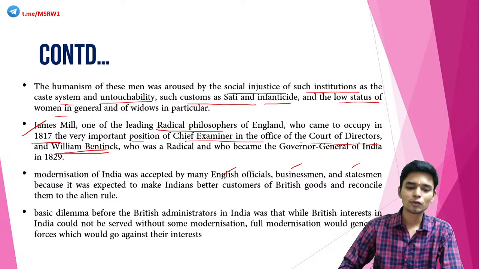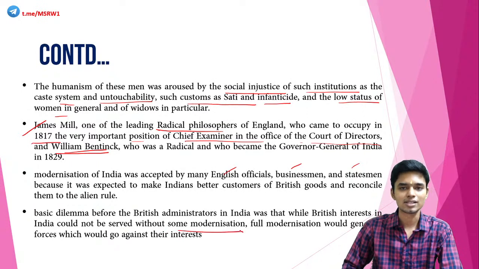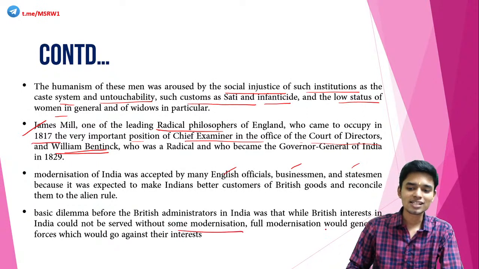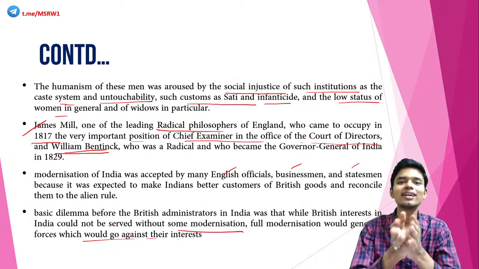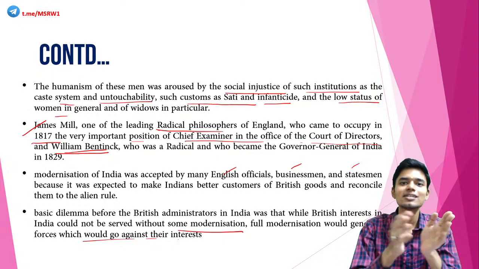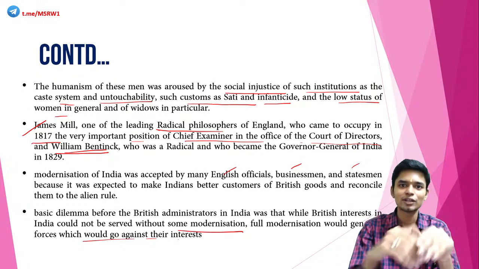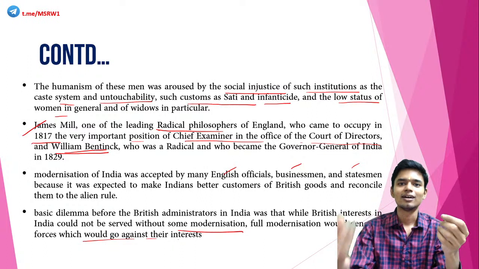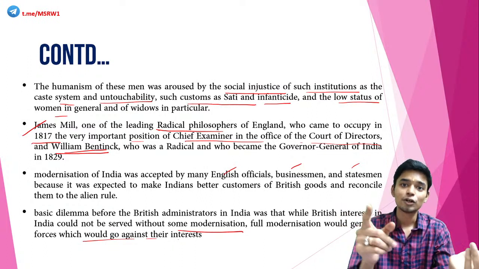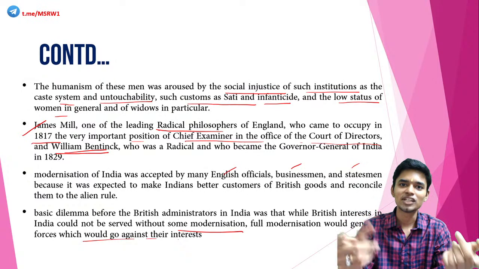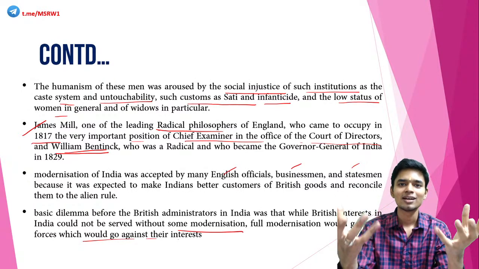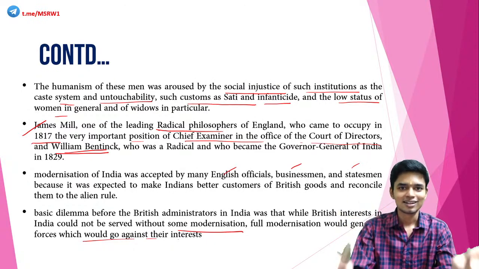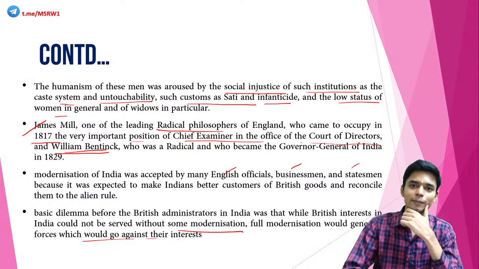The basic dilemma before British administrators was that British interest in India could not be served without some modernization. But full modernization would generate forces which would go against their interests. So you have to have that delicate balance. You have to modernize Indian society to an extent where you can make it a very good market, but not to an extent at which Indians will start questioning the Europeans and start using European ideals against the Europeans. Clear? So that delicate balance had to be maintained.